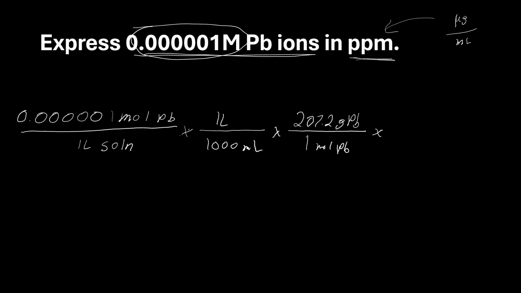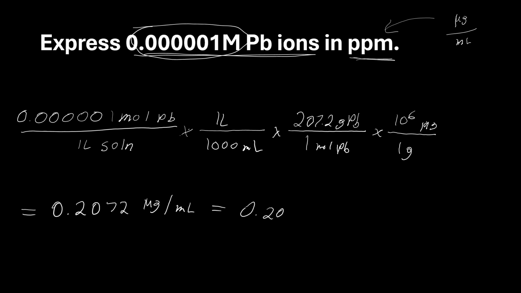And so are we done? At least for the stoichiometry part, the answer is no. We have to convert grams to micrograms. So for every 1 gram, I have 10 to the 6th micrograms. And let's see what that gives us. That gives me 0.2072 micrograms per milliliter, which is equivalent to 0.2072 parts per million lead ions.